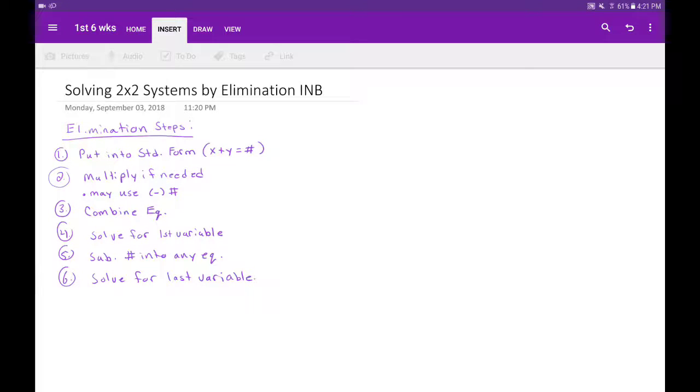All right, solving systems by elimination. Okay, here are the steps. So basically, we're going to put it into standard form, which is x plus y equals whatever number, which we call a constant. Okay, we're going to multiply if needed. So in other words, if we can't get the two variables to eliminate out, we can multiply the entire equations by a number, and if we need to, we can use a negative number as well.